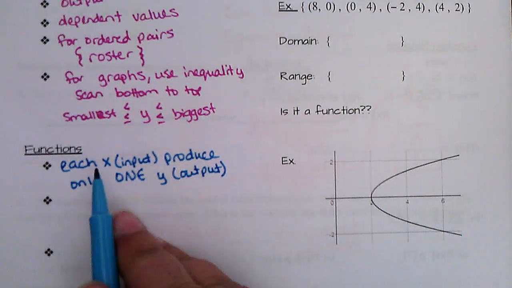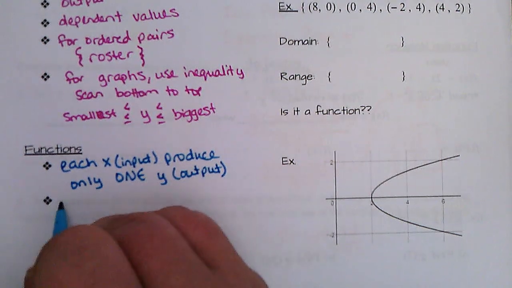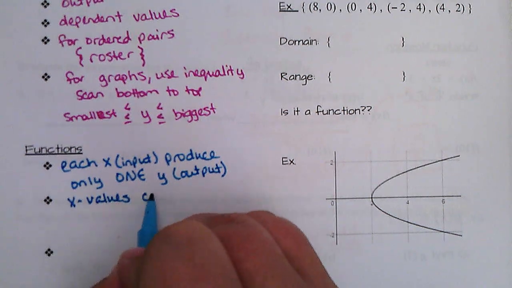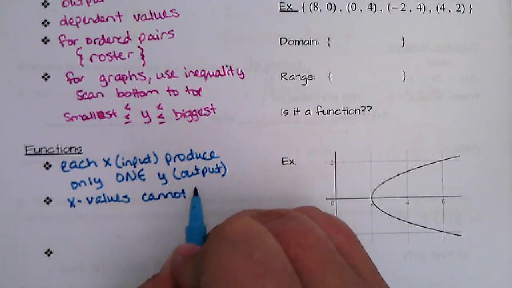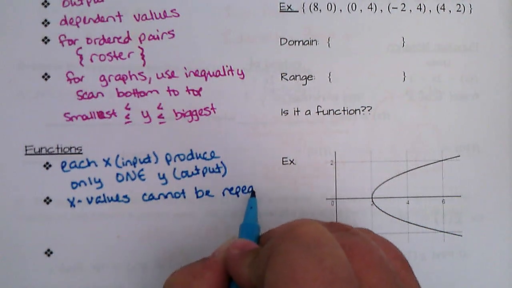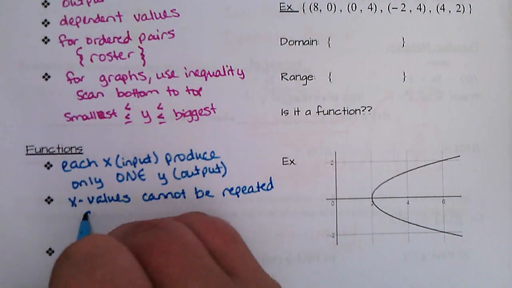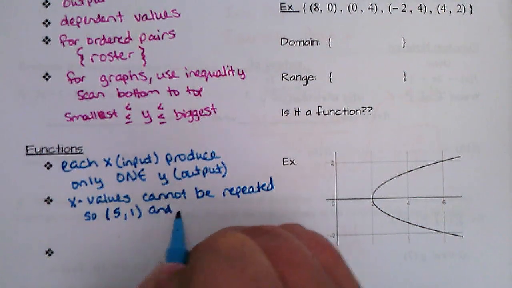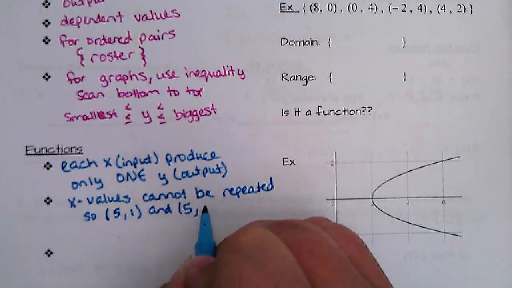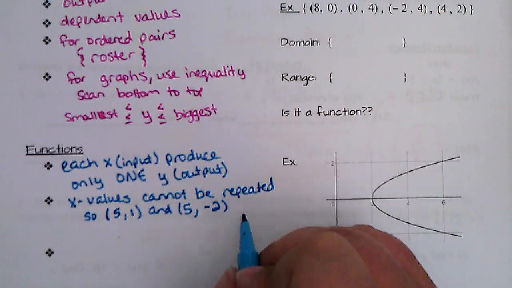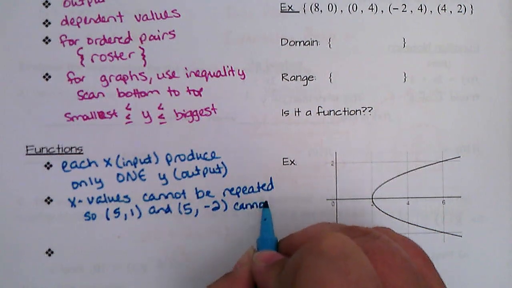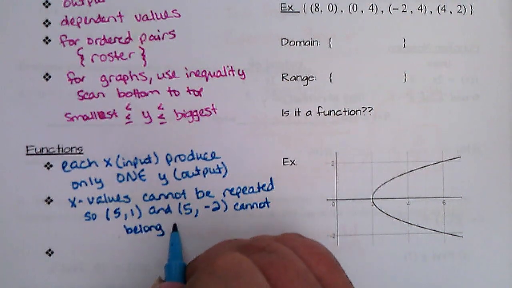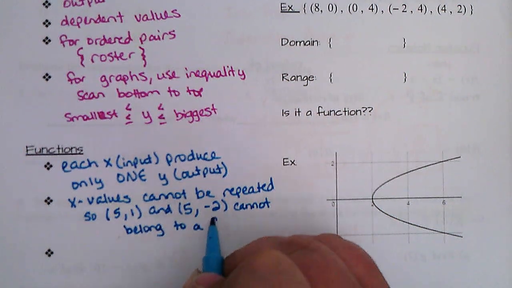So an easier way to tell if each x produces only one y, you look at your x values. The x values cannot be repeated. Okay, so if I have 5 comma 1 and 5 comma negative 2 in the same thing, that cannot be a function because they cannot belong both. They can't both at the same time belong to a function.